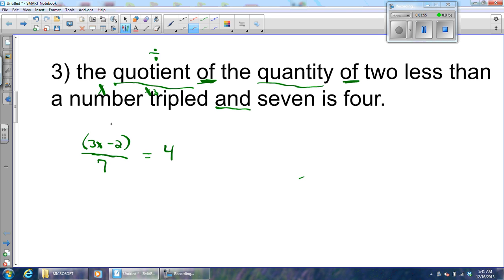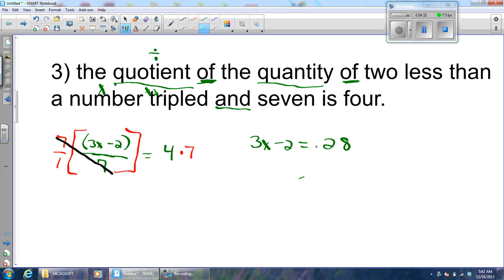Okay, remember, some of you would want to add 2 here. You absolutely cannot add 2. You can't do it. It's locked in by the fraction bar and by the quantity. I'm going to get rid of this fraction first of all. I'm going to multiply both sides by 7. When I do that, on the left-hand side, the 7's cancel, leaving me with 3x minus 2. The parentheses at this point are unnecessary because there's no number in front of here besides 1. So I'm going to drop the parentheses out.